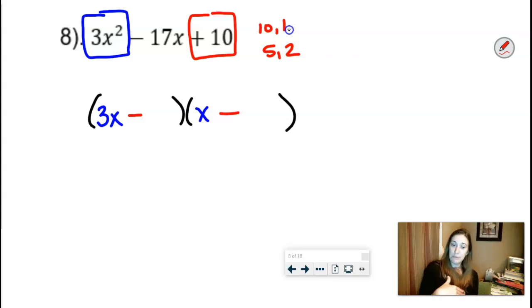So I'm going to go with 5 and 2. And maybe still, I don't know. Maybe I'm just throwing them down. So maybe I just go 5 and 2. And I check the arches to see if it works out. Because remember, we're trying to add up to negative 17.